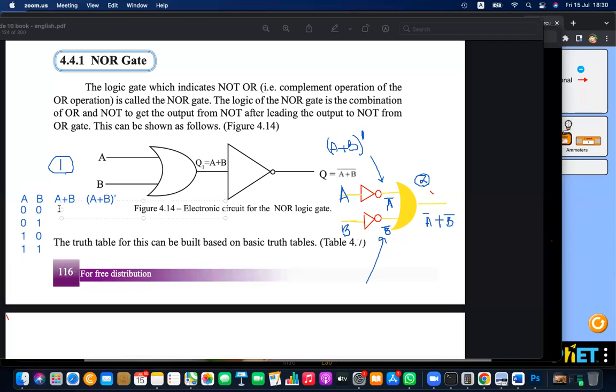And A OR B is the OR gate, you know. OR gate, if both are 0, it is 0. Both 0 and 0, OR gate, both are 0, the output will be 0.